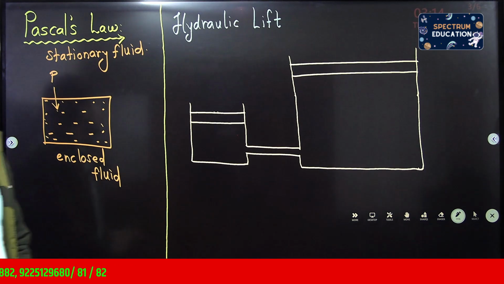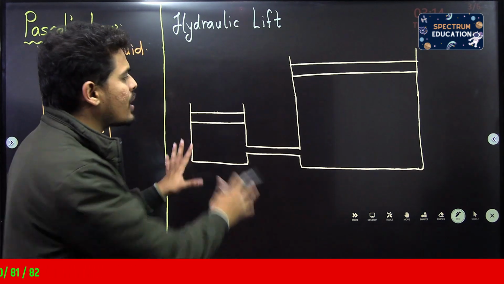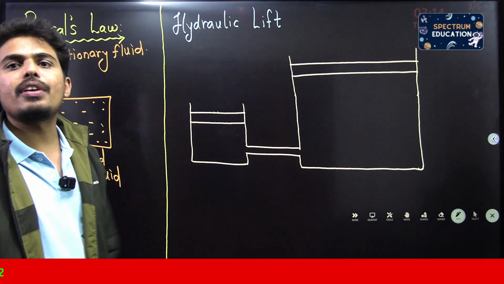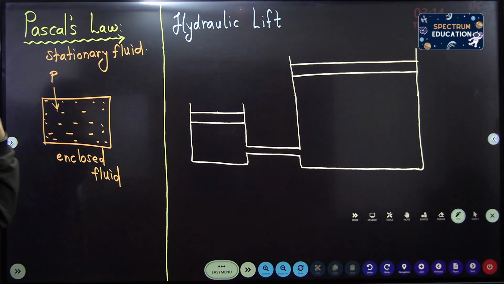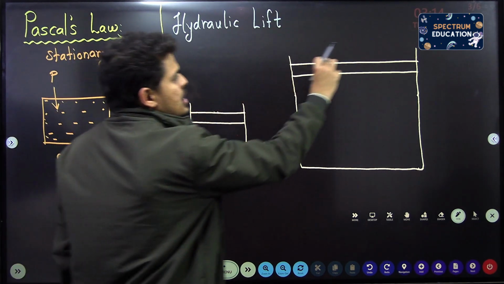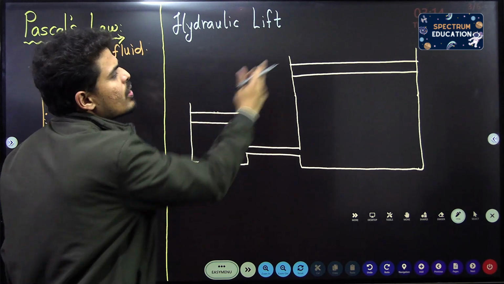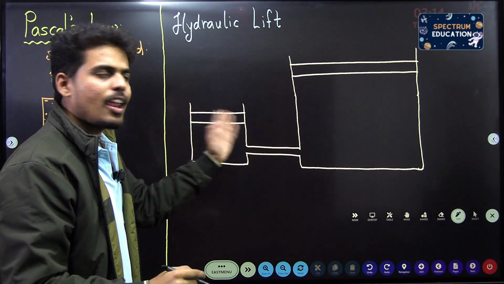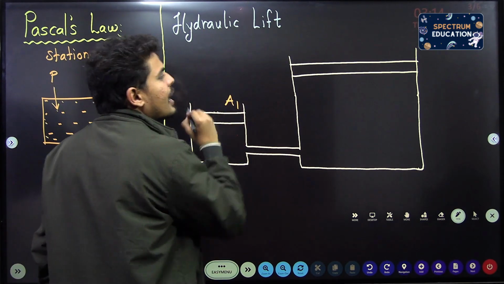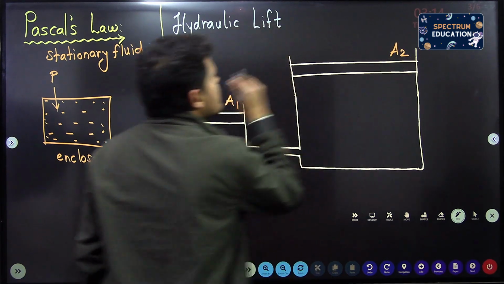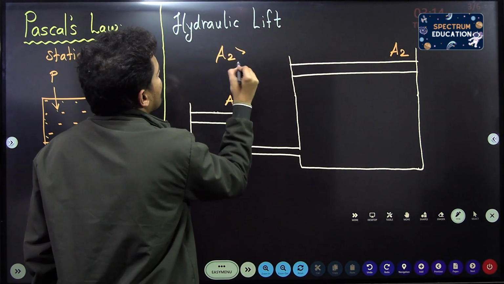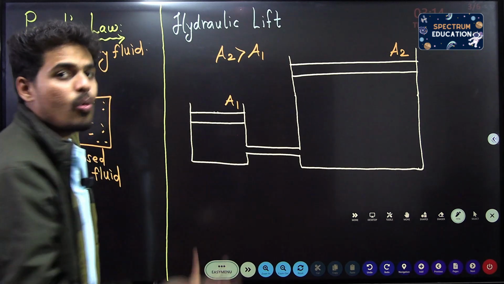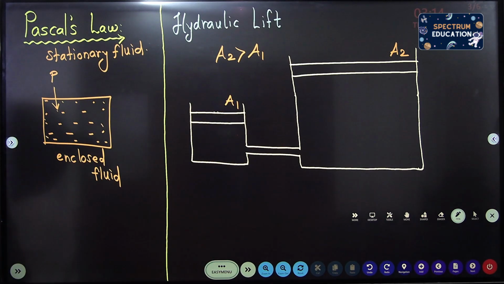Consider the example of a hydraulic lift. So consider two containers, and both the containers are filled with water, or some fluid. We don't know what type of fluid it is. Let us consider two pistons here, two plates, this one and this one. Let us consider the area of this plate is A1, and the area of this plate is A2. Simply we can see that A2 is greater than A1. So the area of that plate is always greater than the area of that first plate. You can see in the figure.